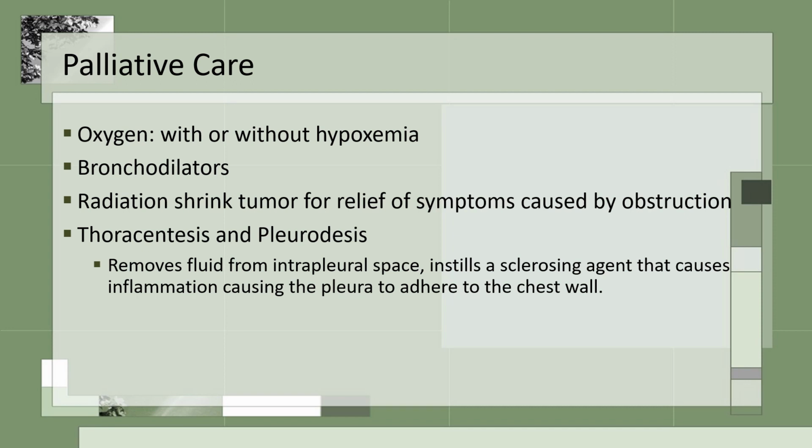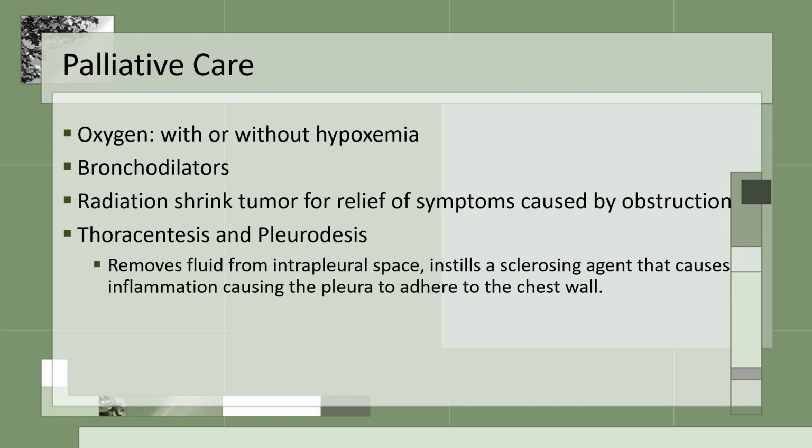So palliative care for the patient with lung cancer. We're going to provide oxygen. They may or may not be hypoxic, but sometimes it just helps them to feel better. We're going to give them bronchodilators to open up the airway to give them as much oxygenation and expansion as possible. We may offer radiation to shrink the tumor for the relief of symptoms caused by obstruction.